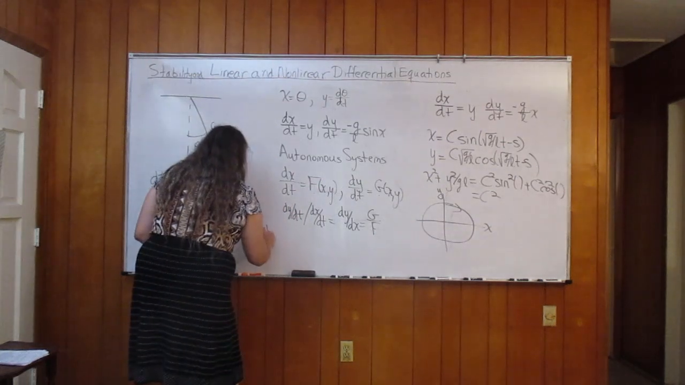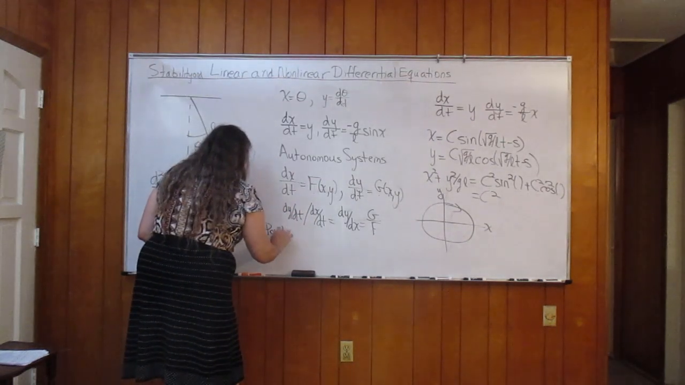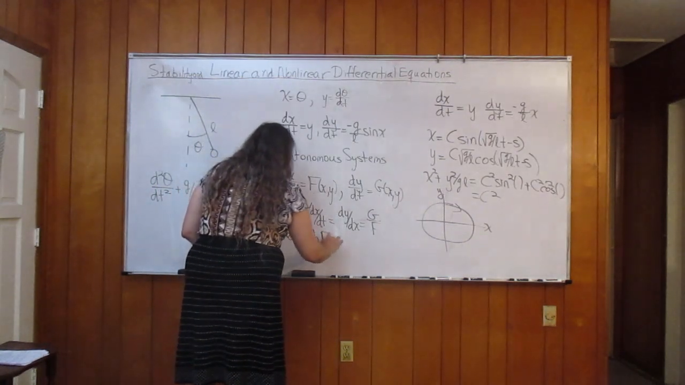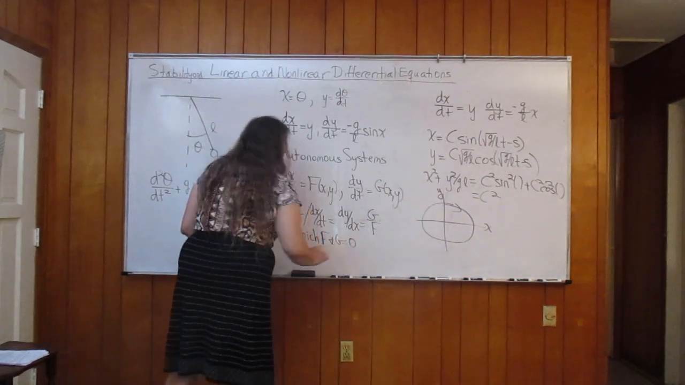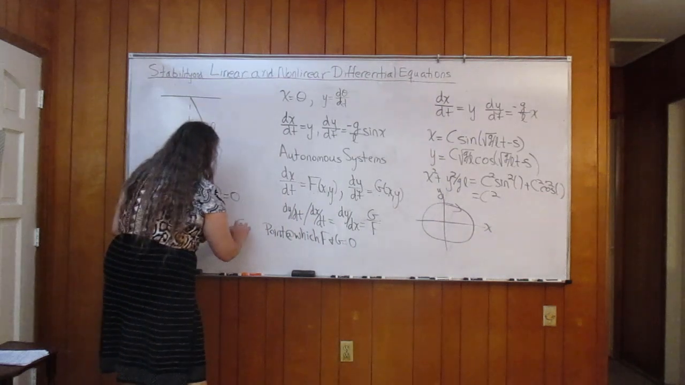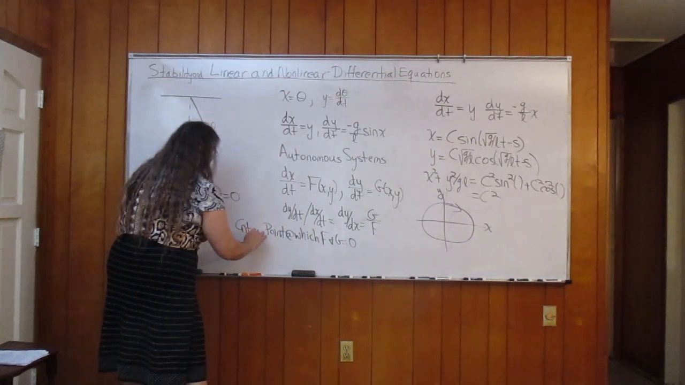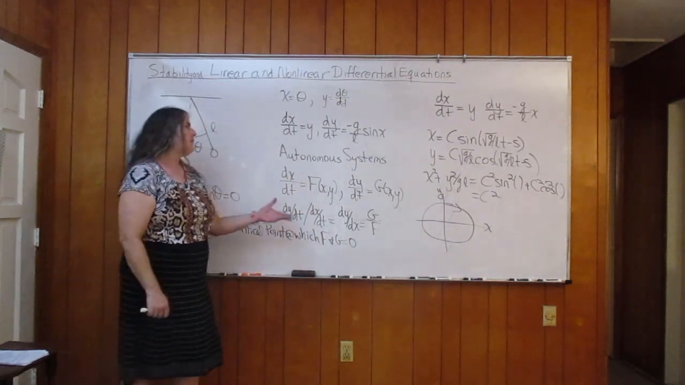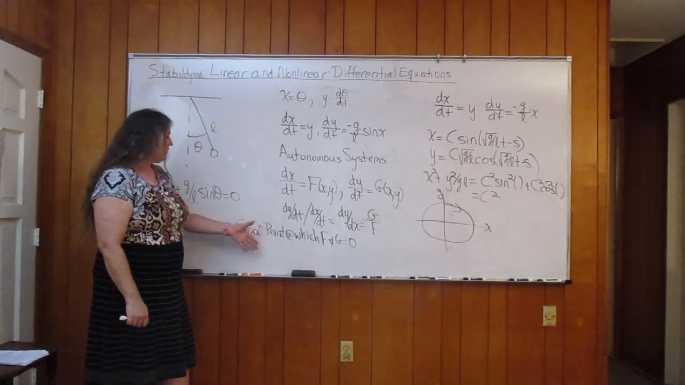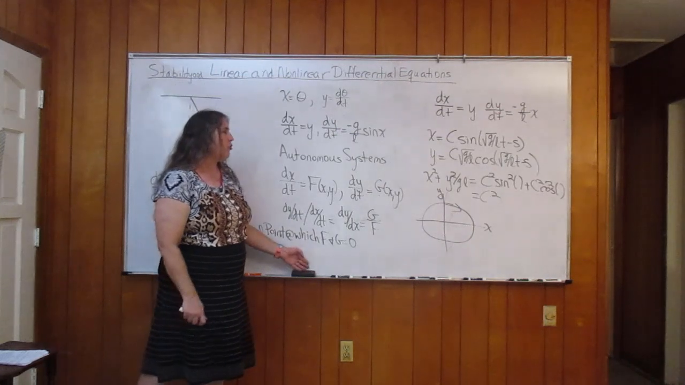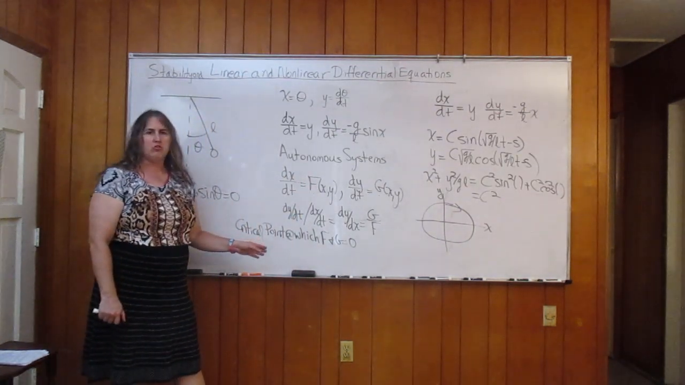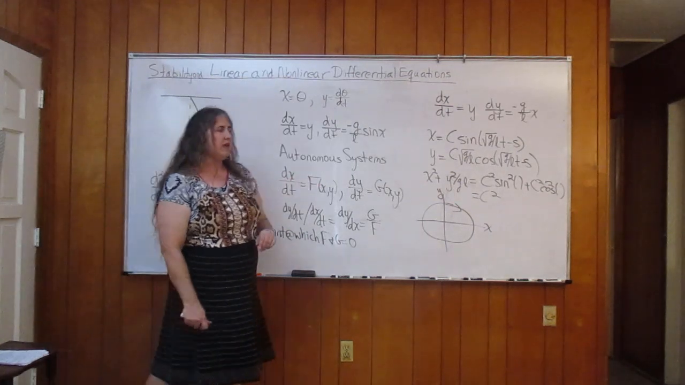So the point at which f and g are equal to 0 is called a critical point. And when you're investigating stability, you want to see how these systems behave in the neighborhood of the critical point. For most of the systems that we're going to investigate, the critical point will just be at the origin, at 0, 0, like it is in this case.